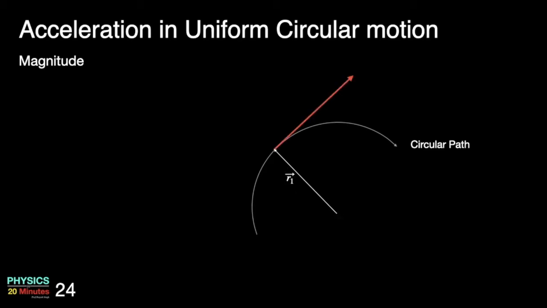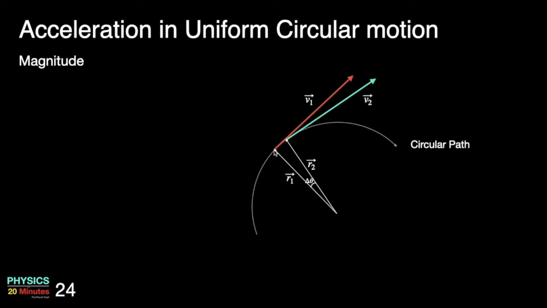What will be the magnitude of such acceleration? Let's try to find it out. So we take a circular path. Let's take a particle at some point. Its position can be given in terms of a radius vector r1 from the center. The velocity vector at that instant, let it be v1, and it will be tangential to the curve at that point. After time delta t, the particle moves to the next position. Its position can be given by vector r2, and the velocity at this point can be given by v2.